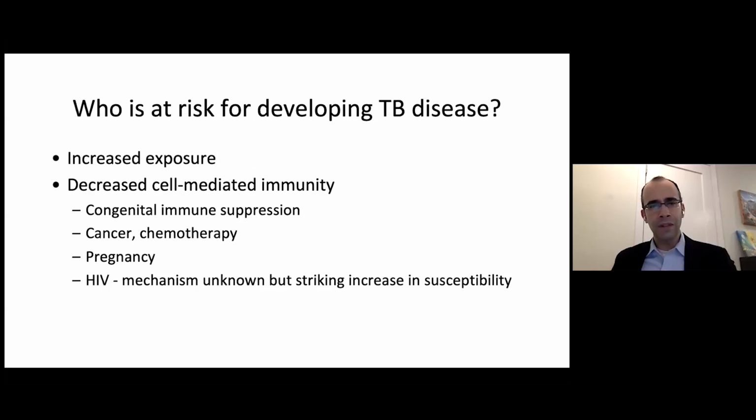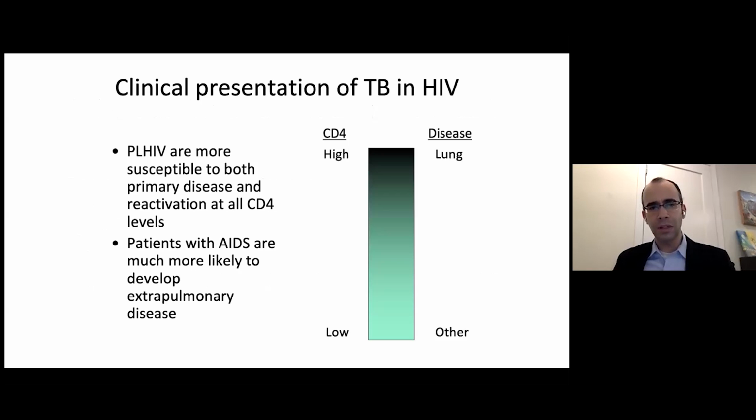And who's at risk for developing TB disease? So anybody who's had increased or high-level exposures, as well as people with decreased cell-mediated immunity. So either congenital, acquired, or also there's a particular concern in HIV, for which the mechanism is not entirely known, but there is an increase in susceptibility, which I mentioned here.